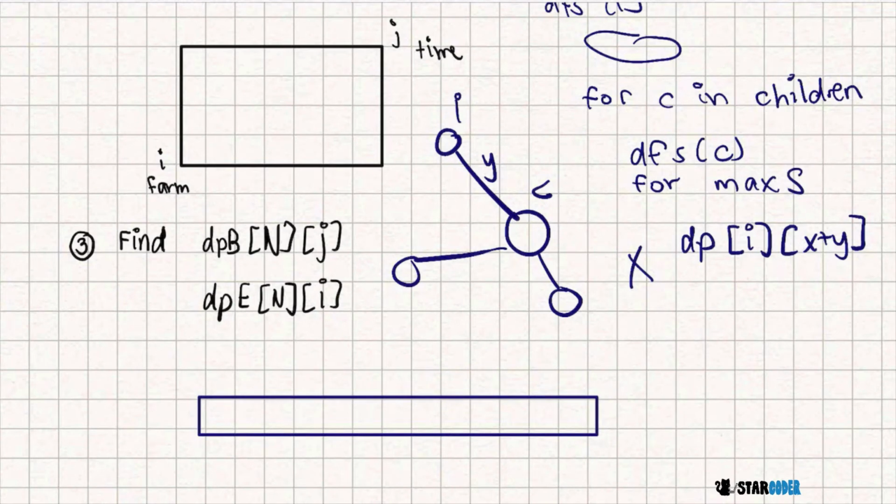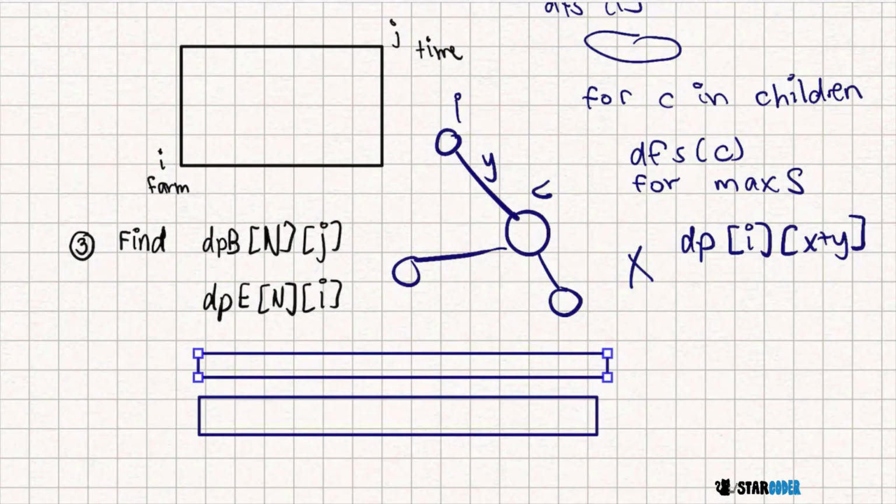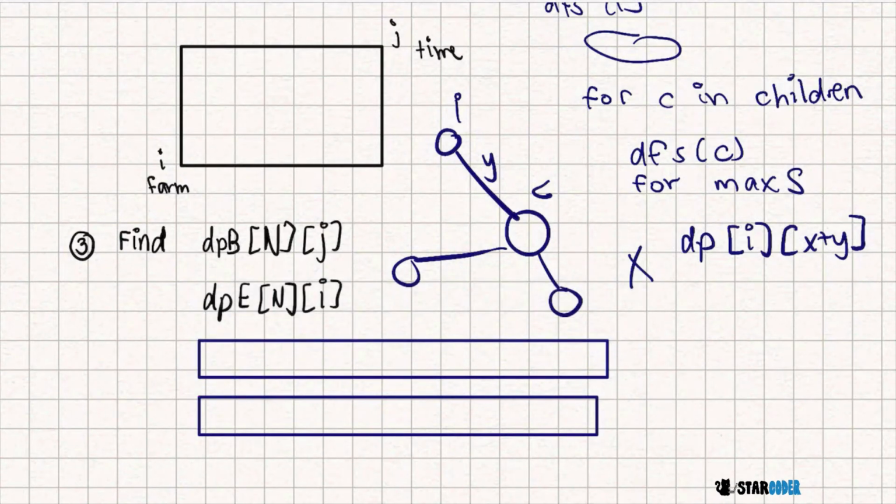And since we're going to do this for both DPB and DPE, we're going to end up with two different arrays of the numbers and the times that it takes to visit the current barn. So what this means is DPBN and DPEN are each going to have a bunch of true and false values.